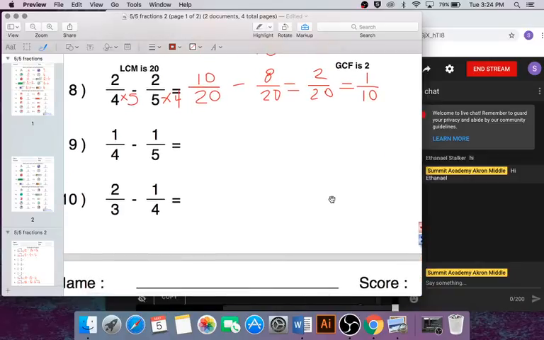I'm going to do one more with you today. So we're going to do number 10, which is 2/3 minus 1/4. We'd start by using a multiplication chart and finding the least common multiple of 3 and 4, which is 12. Because 3 times 4 is 12, and 4 times 3 is 12.